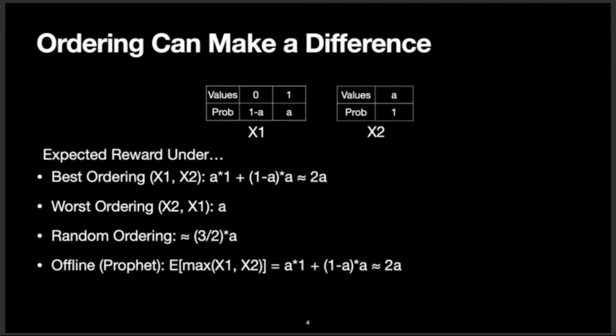In the random ordering case, when both orderings happen with 1/2 probability, we get the expected reward of 3/2 a. And finally, for the offline case, this is the expected maximum of both random variables. The expectation is also 2a. So in fact, here we see that the best ordering coincides with the offline expected value and is twice as large as the worst ordering and is still substantially larger than the random ordering. So if we can get the best ordering, sometimes we can get a much higher expected reward.